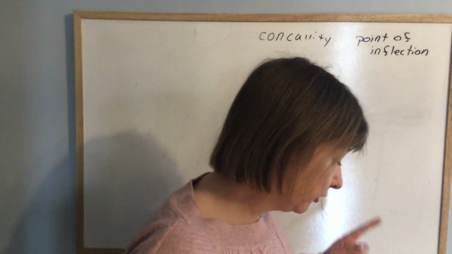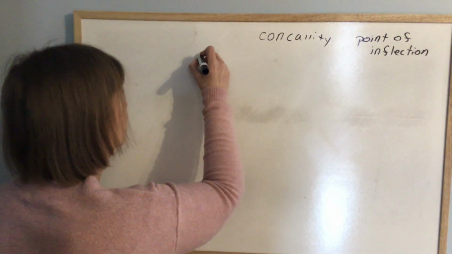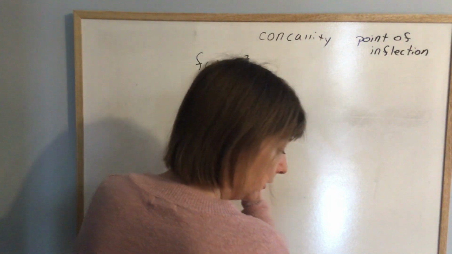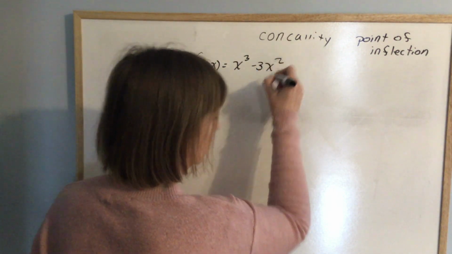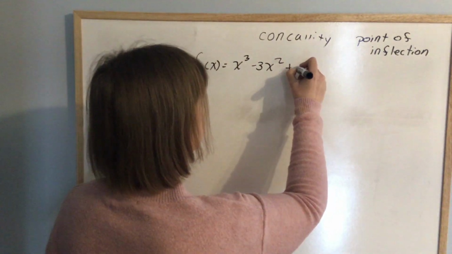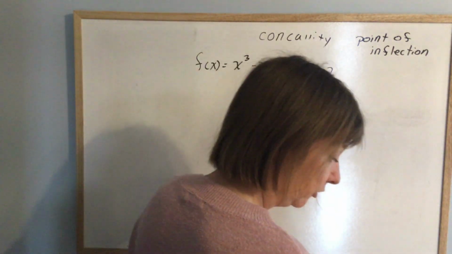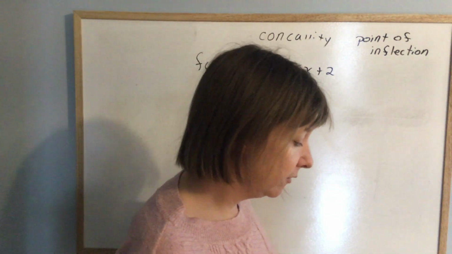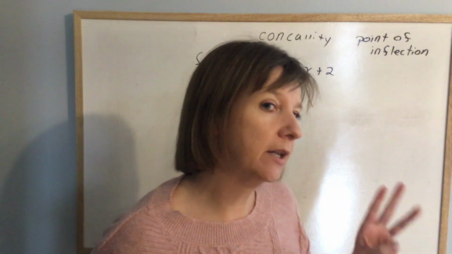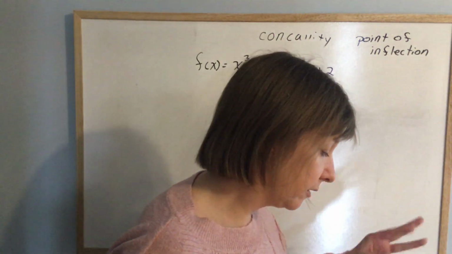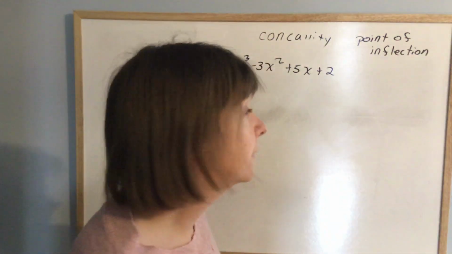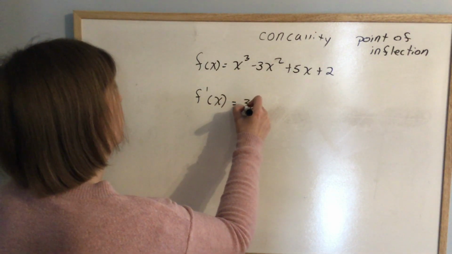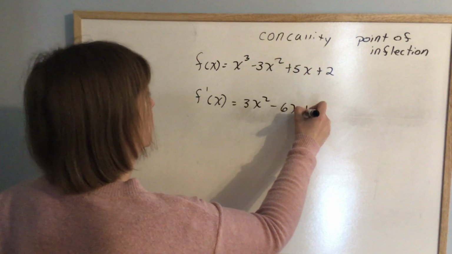Example number 2 says, determine where the curve f of x is x cubed minus 3x squared plus 5x plus 2. Determine where it is concave up and where it is concave down, and part B says find the point of inflection or points of inflection. There might be more than one. So I'm going to find the first derivative, which is 3x squared minus 6x plus 5.